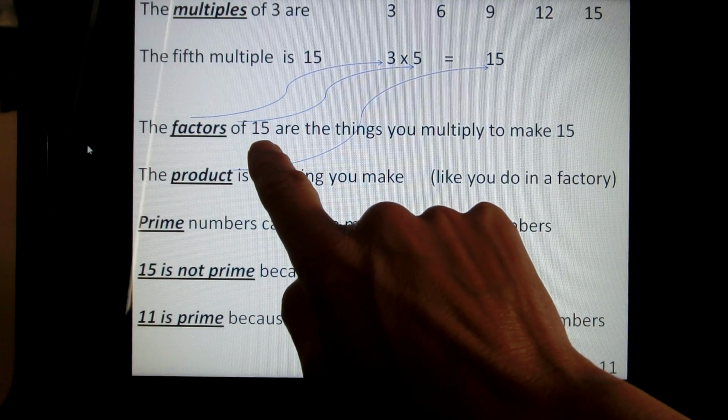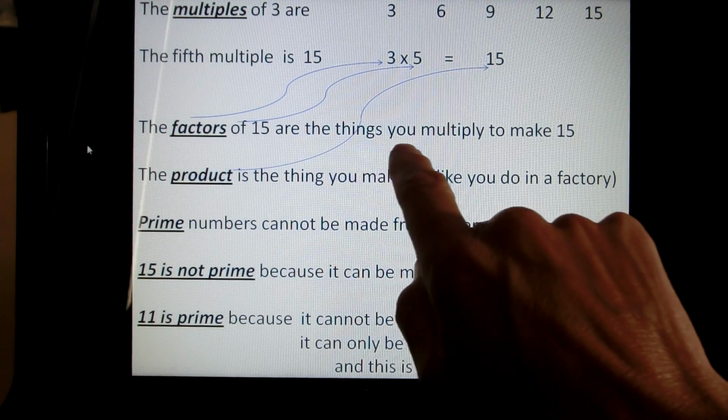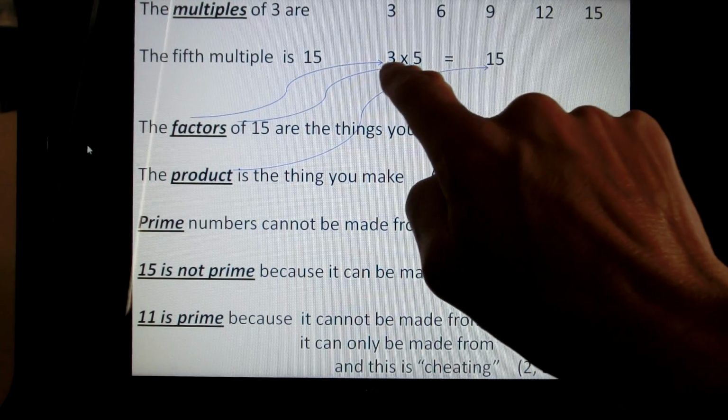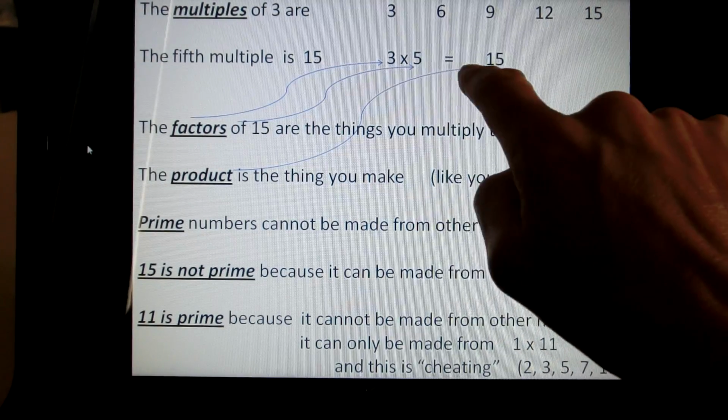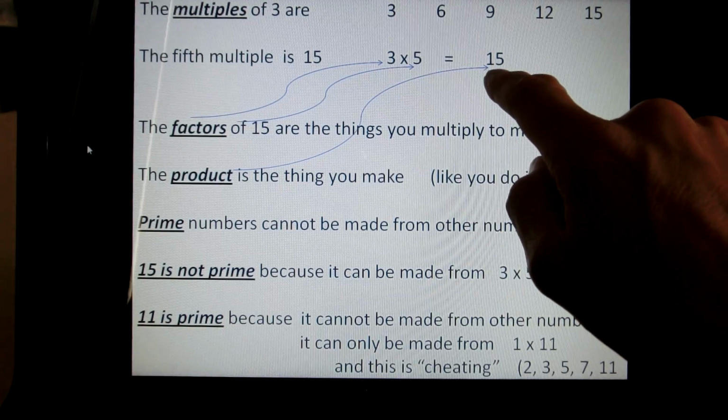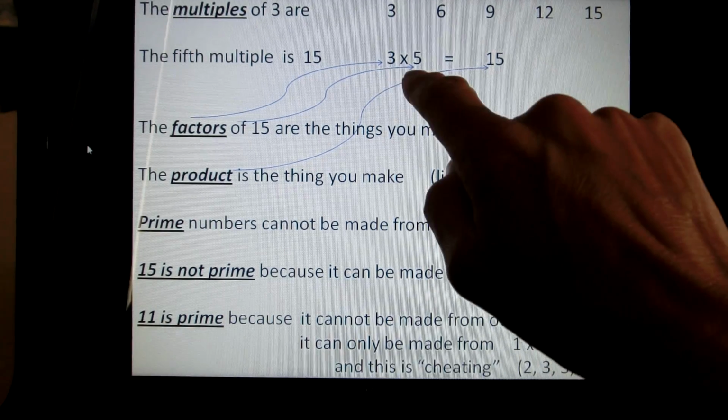The factors of 15 are the things you multiply to make 15. So these are the factors of 15 here in this number sentence. These are the factors. And the product is the thing you make. The 15 is the thing that you make by multiplying these two.